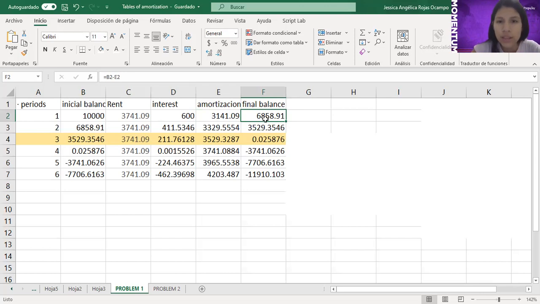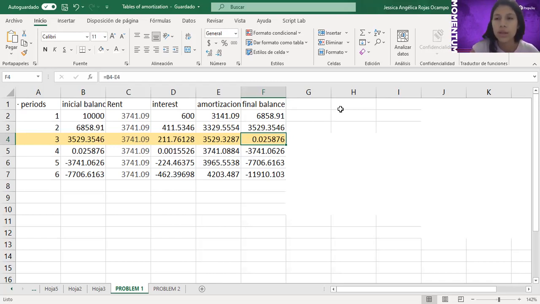And the final balance of period 1 is the initial balance of period 2, and the same happens in the other squares. Now, here is the table of amortization of this problem. In period 3, the debt will have already been paid off.